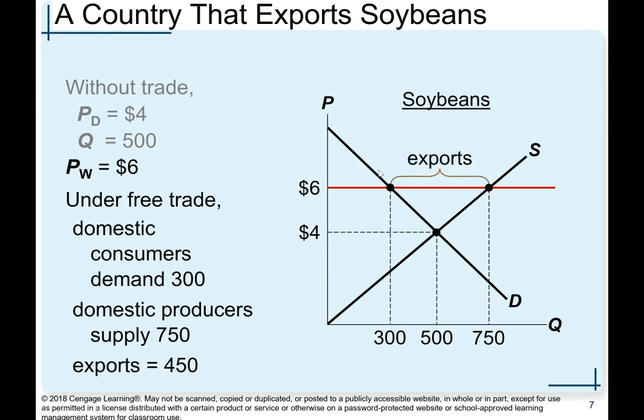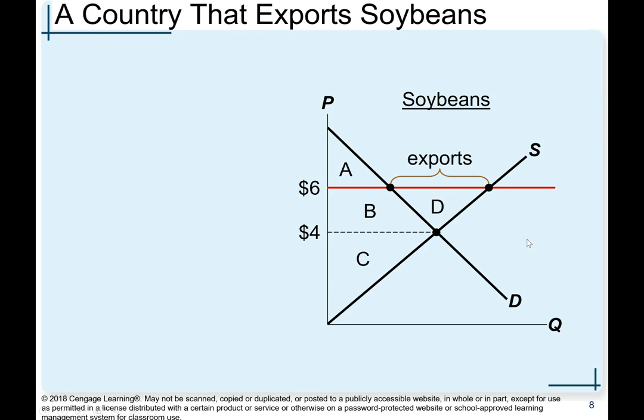And so there will be a surplus in this market. Since domestic consumers will buy 300 and domestic suppliers will supply 750, there's going to be a surplus. And that surplus, this country is going to export.